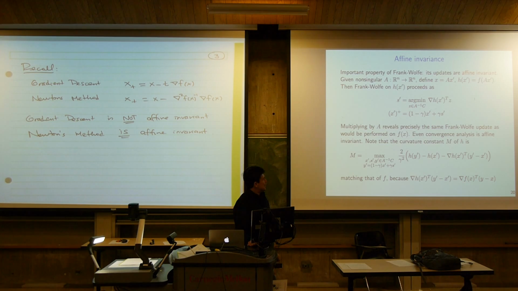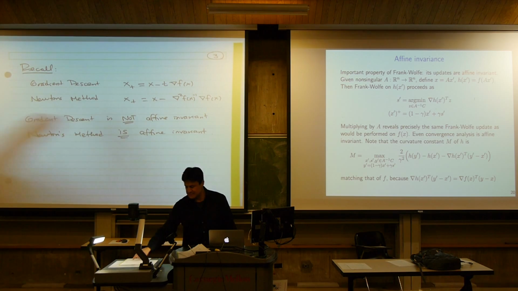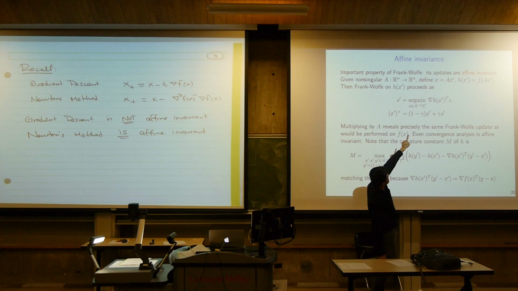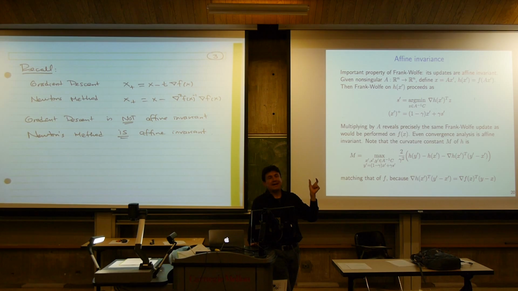So why does that happen? Again, your initial intuition, and this was my initial intuition when I was first learning this, was that the same way that gradient descent is not affine invariant, the same thing would happen to a conditional gradient. But the reason that it doesn't happen is that if you think about what happens to H there, for example, if we change X to A X prime, and then we define H of X prime as F of A of X prime, then the gradient of H is the gradient of F pre-multiplied by A.